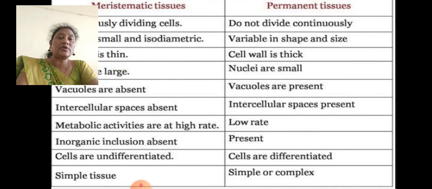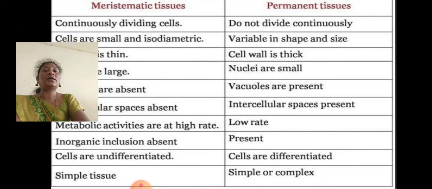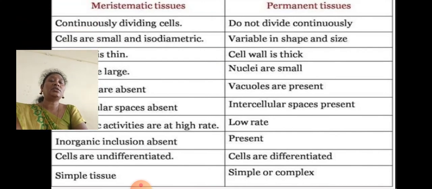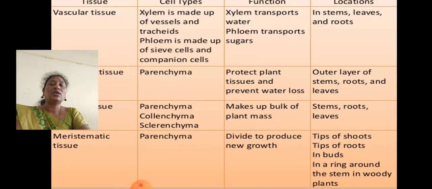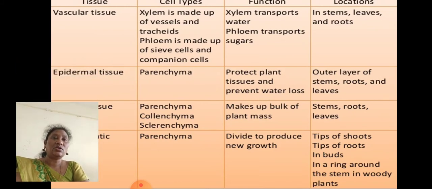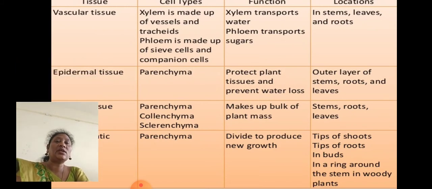Here the cells in permanent tissue can differentiate. So the meristematic tissue is a very simple tissue, and the permanent tissue is a simple and complex tissue. Here you have been given the tissue, cell type, function and location.